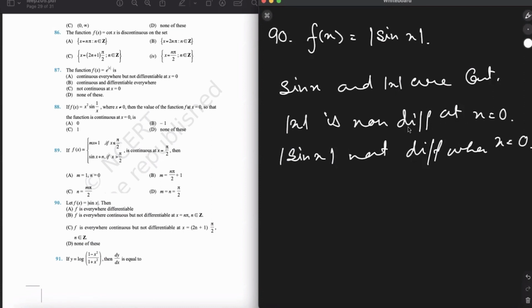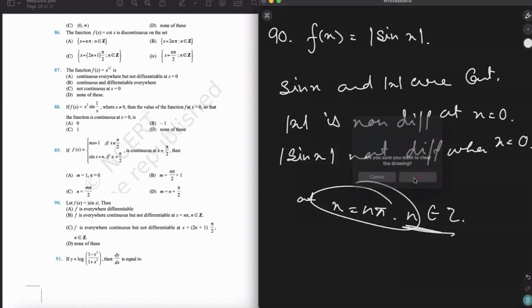Okay. So at x equals n pi, where n belongs to Z, f(x) is continuous but not differentiable. So the correct option will be option B. f is everywhere continuous but not differentiable when x equals n pi, where n belongs to Z.